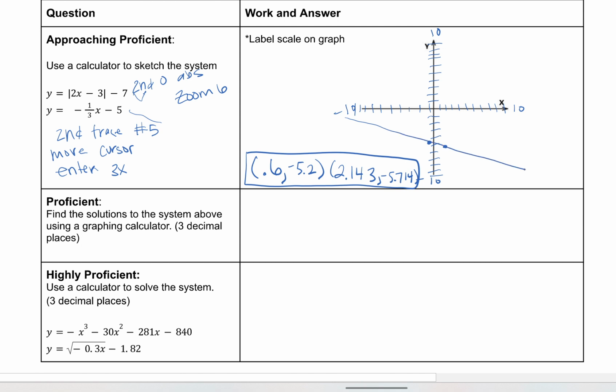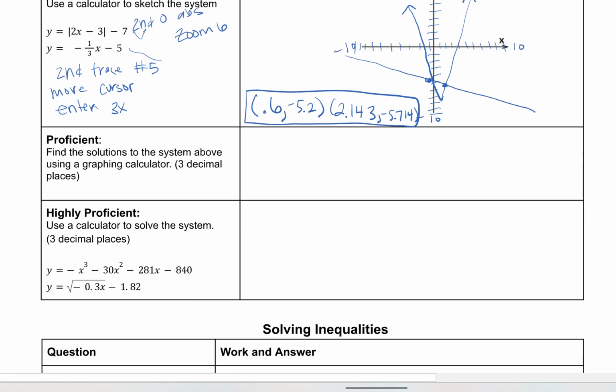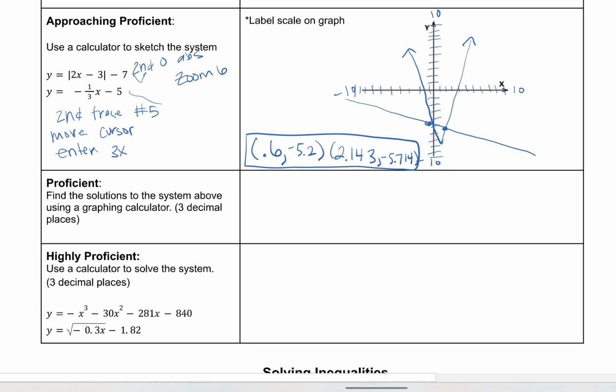So the straight line looks like this. And then the absolute value graph goes like this. And then it crosses, it looks like 5, 1, 2, 3, 4, 5. It doesn't have to be exact, but we're just getting it close, okay, to show those 2 points of intersection. Oh, I just did the approaching proficient and the proficient all in one. So this part of it is actually down here where you find the exact points, okay?